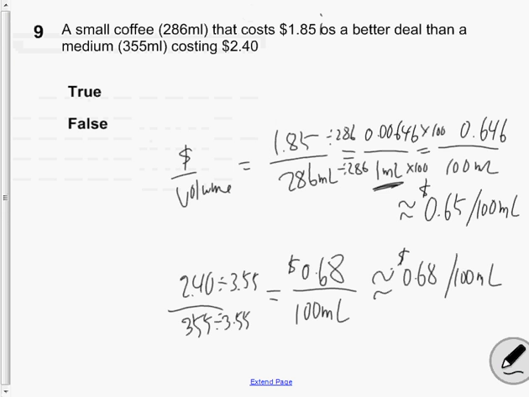And therefore, small is a better deal. So the answer is true. It is a better deal than the medium.